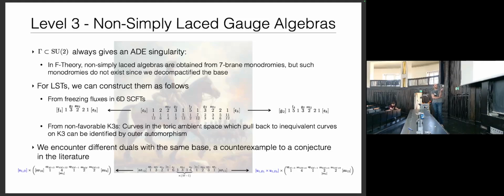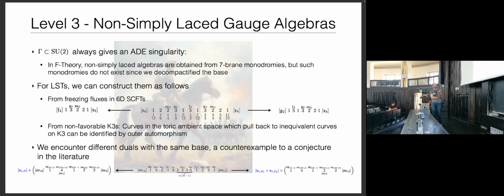But you can construct them using freezing fluxes in 6D SCFTs, meaning you have this fractionalization and then you cut this off at a certain point, and from the superconformal matter that's glued in here, you see you get G2s and F4s appearing. So I can cut this off at G2 here, and then I get this G2 flavor symmetry here, and a gauged F4.